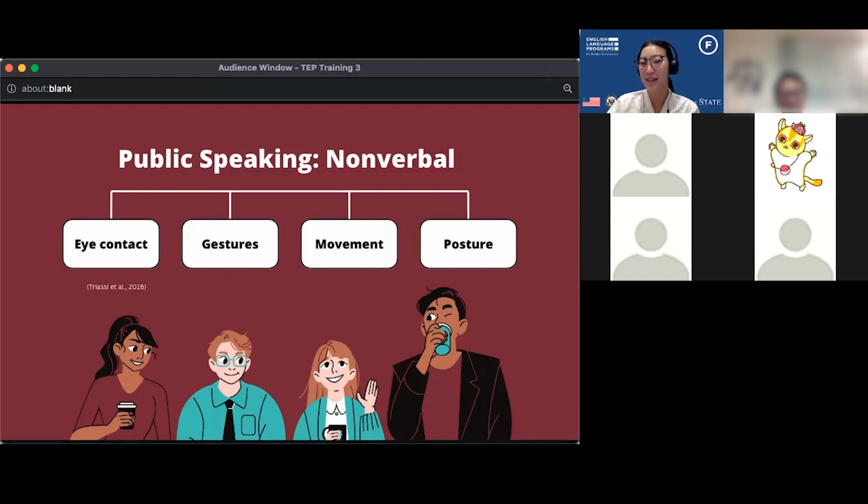And so that is something that may be a barrier because they have been taught for a very long time, do not use gestures. Yeah.